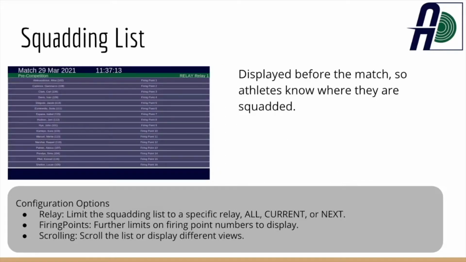The third display entity is called squatting lists. And the out-of-box experience during a competition is it shows the firing points that the athletes are on before the competition starts. So athlete walks into the range, they can look up at the display and they know where to put their equipment down. And again, for those of you who want to configure this for your own needs, you have a couple options. You can limit the squatting list to just a specific relay. You can limit the squatting list to certain firing points. And you also have the capability of either show this as a scrolling list or multiple displays.